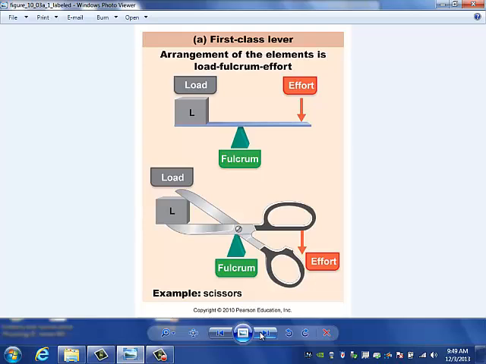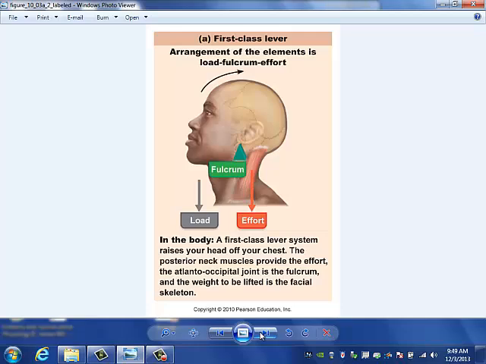Here's an example of a first-class lever system in a simple tool that we use all the time: scissors. And when we talk about us as humans, you going like this is an example. So where's the load? This head. And I have to contract muscles in the back, the effort, so that I can teeter on a stationary point, which is the base of the skull on the spinal cord. Yes? So that's an example of a first-class lever system in you.